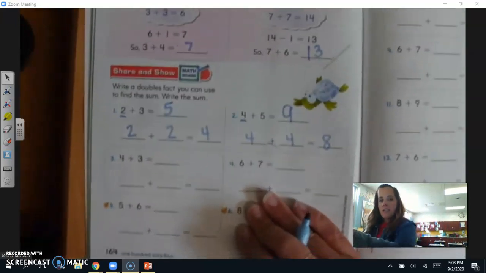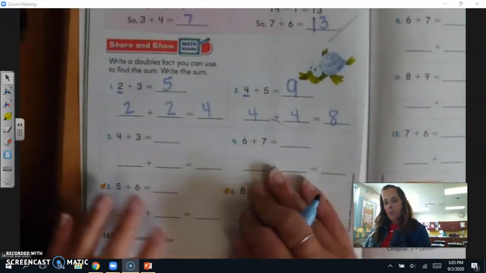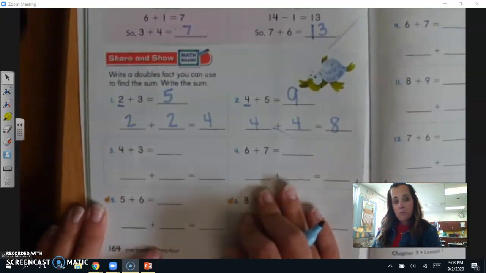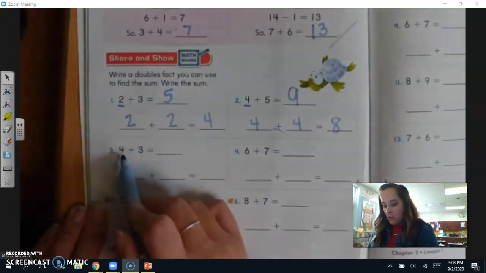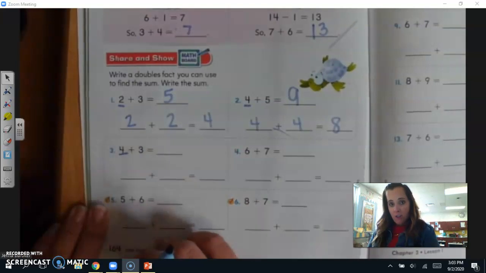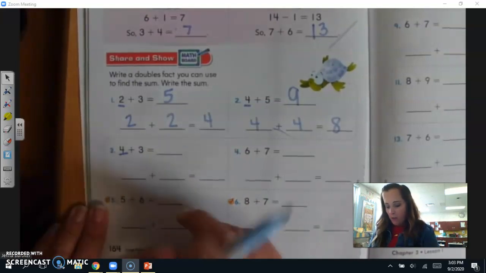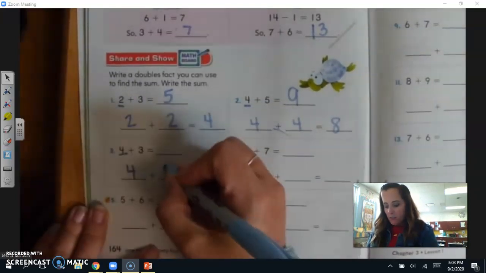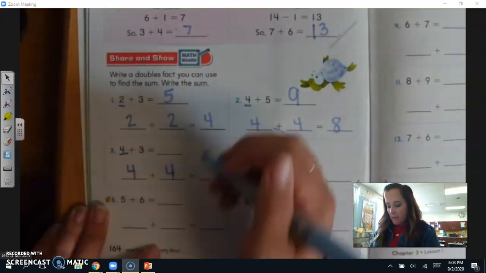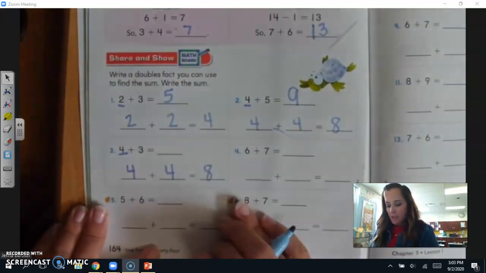Let's go down here to number 3. So it is 4 plus 3 equals, we don't know. So I'm going to underline that first number, and that will be my double. So I'll do 4 plus 4, should be easy, we just did it, equals 8.